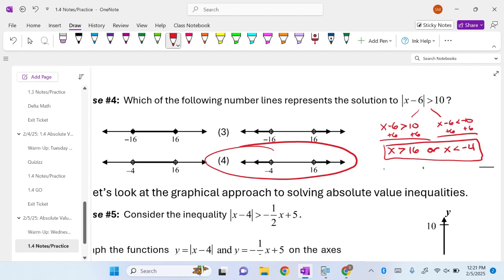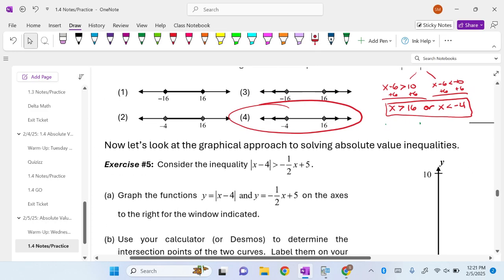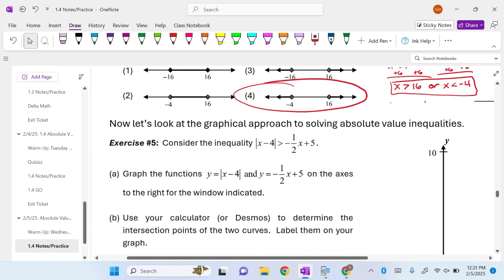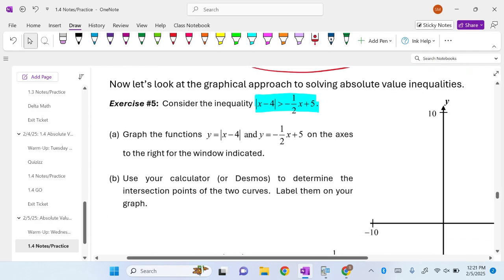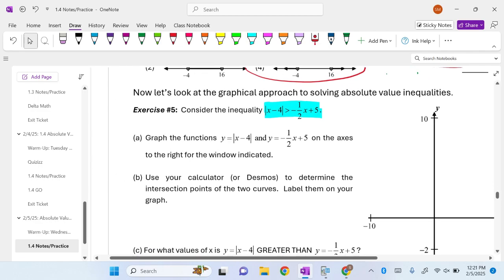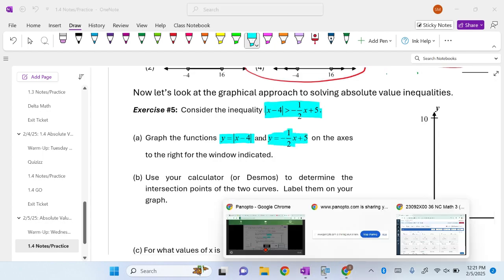Any questions on exercise 4? All right. Now, for exercise 5, we're looking at the more graphical approach, and this is when you have some relatively difficult ones. We're going to solve this inequality by graphing because it can get very complicated, because we have variables on both sides. Just like we did yesterday in Desmos, we're going to graph these two separately. So you don't need to worry about doing this on your own. I'll do it.